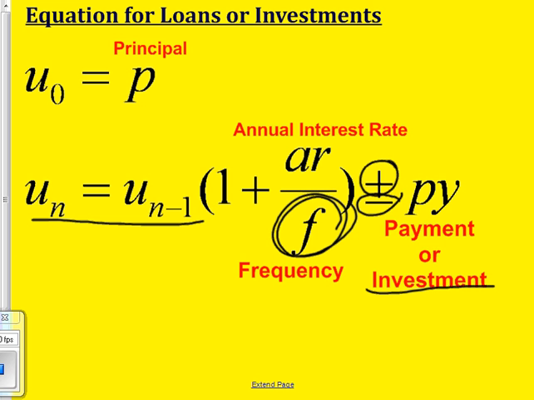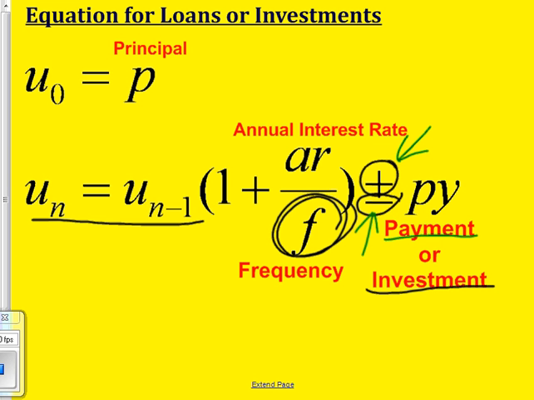So if I give you a formula and I don't tell you if it's a loan or if it's an investment, you should be able to tell right away based on whether there is a plus sign. If there's a plus sign, then it's an investment. If it's a negative, or if it's subtracting right there, then it's going to be a payment, so that would make it a loan.